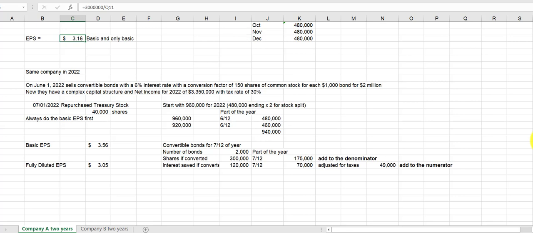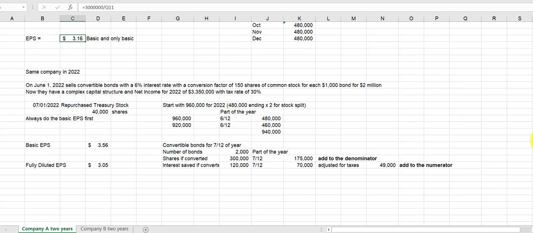They have net income for 2022 and a tax rate of 30%. Only one regular transaction, similar to what we did in the first year: we repurchased treasury stock once, on July 1st, 2022.